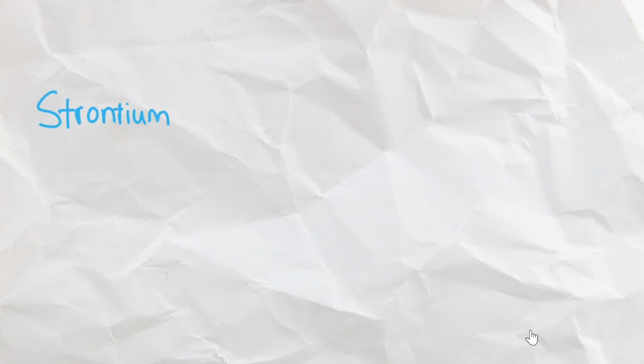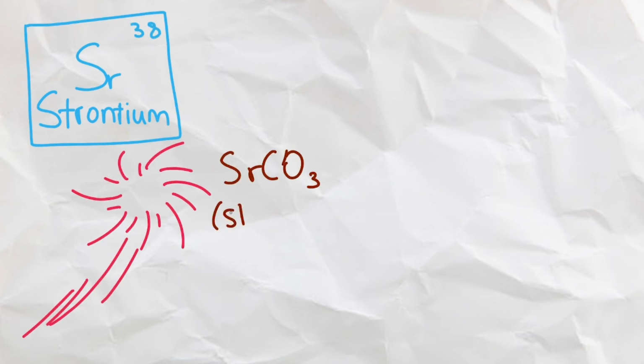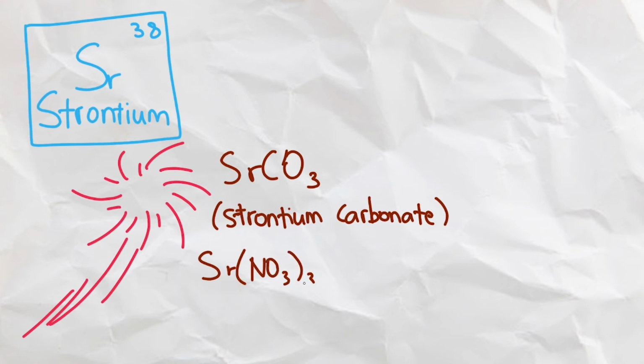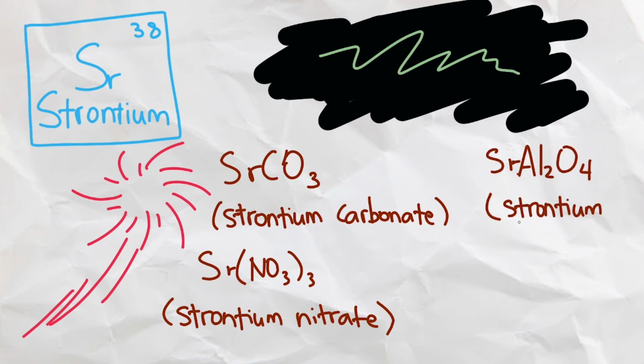Next, we have strontium, a soft metal that is mainly used in fireworks and flares, as strontium carbonate and strontium nitrate burn bright red. Another interesting use of this element is in glow-in-the-dark paints in the form of strontium aluminate, as it absorbs light and releases it slowly afterwards.